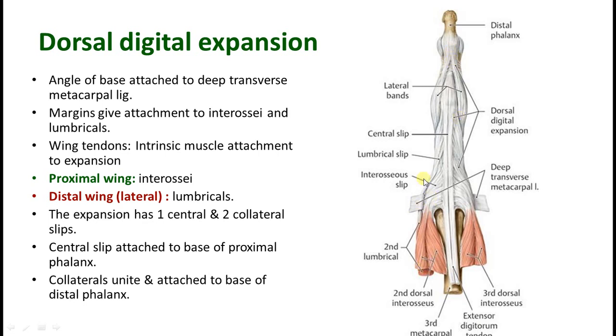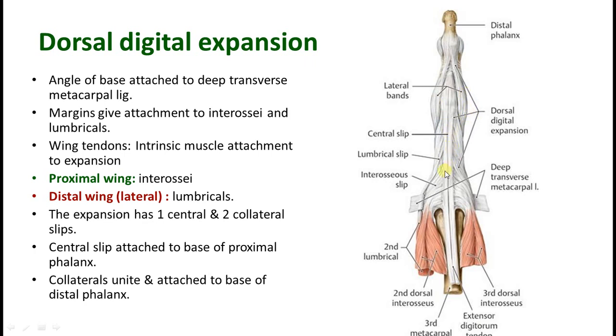So that is the extensor expansion, which is mainly formed by the tendons of the extensor digitorum and joined by the tendons of the dorsal interosseous and lumbricals. It has a base which forms a hood over the head of the metacarpal, and near the base it is related to the deep transverse metacarpal ligament, and receives as wing tendons the tendons of dorsal interosseous and the lumbricals. Then as you go near the apex of this extensor expansion, it divides into one central slip and two lateral slips.